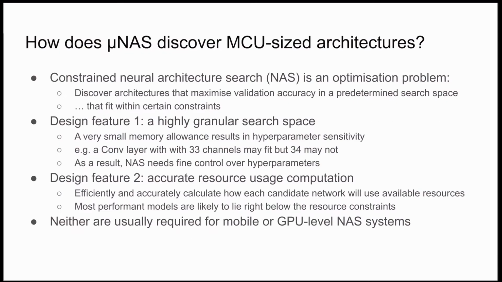Now, let's look at how mNAS implements these requirements to find good MCU-sized architectures. Ultimately, constrained neural architecture search, or NAS for short, is an optimization problem. We seek to find an architecture selected from a predetermined search space that maximizes some target function with respect to constraints. In our case, this is classification accuracy on a validation set with respect to resource usage constraints.